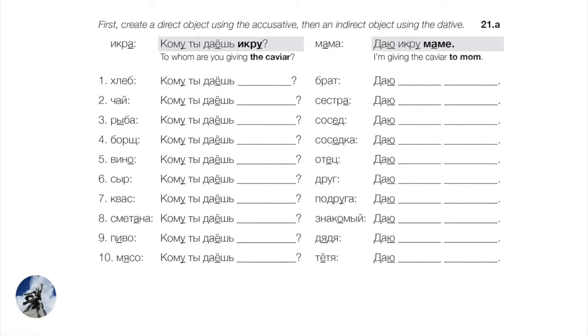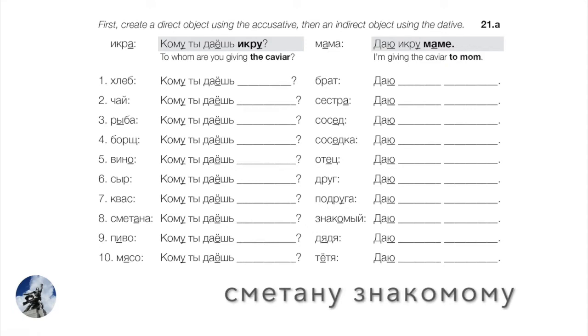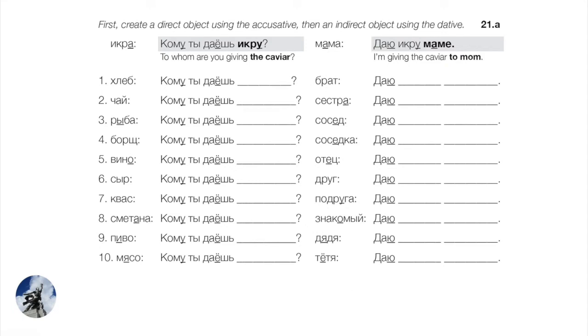Сметана. To whom are you giving the sour cream? Кому ты даёшь сметану? Right? Feminine accusative. I'm giving it to my acquaintance. Даю сметану знакомому. Now remember that знакомый is an adjective. So once an adjective, always an adjective. It's going to take the adjectival endings, right? So here we add ому, знакомому.